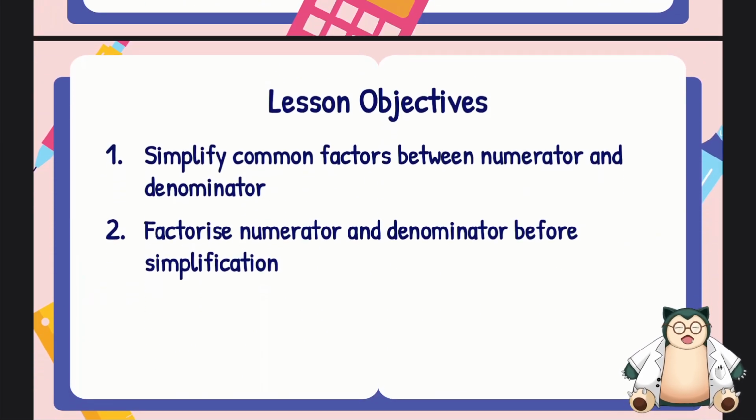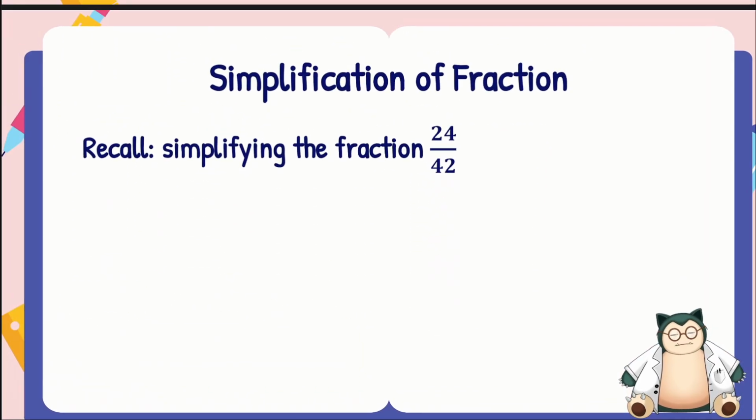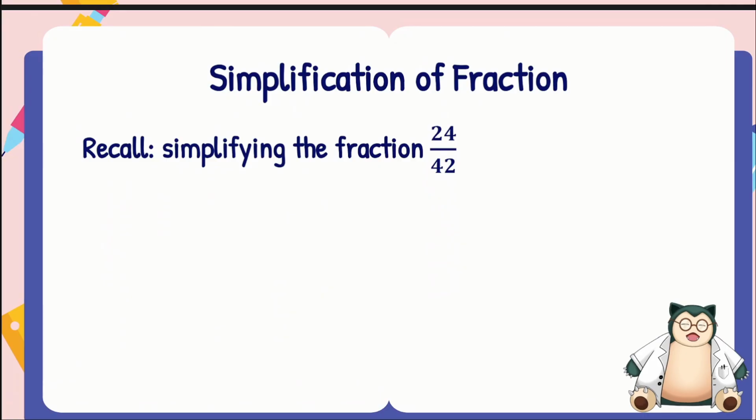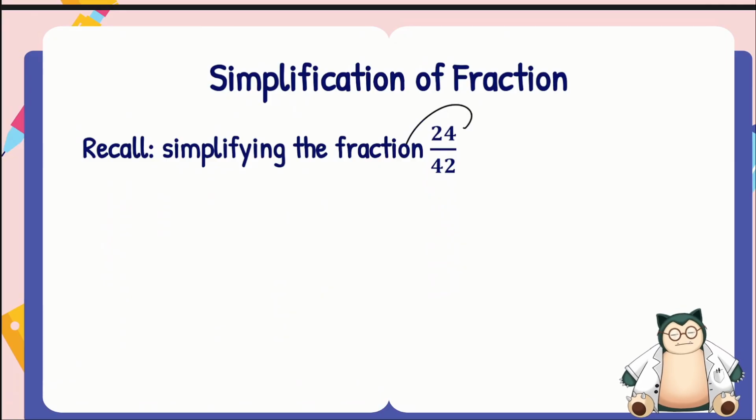Today we'll be learning about Chapter 6 Algebraic Fraction, more specifically, the simplification of the algebraic fraction. In this video, we'll simplify common factors between the numerator and denominator, as well as factorize the numerator and denominator before we simplify. So let's recap a simple problem as you have seen in primary school. How do we simplify the fraction 24 over 42?